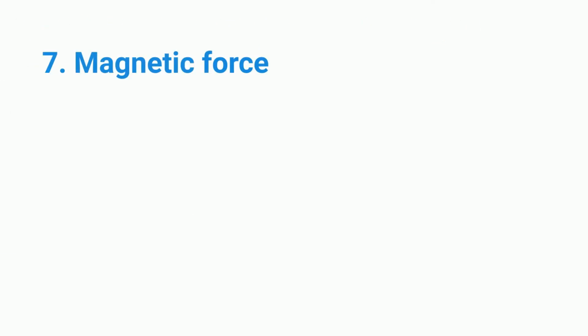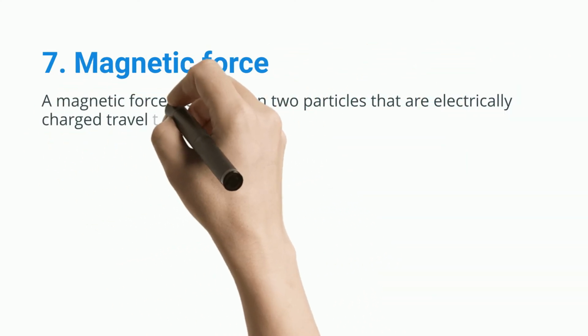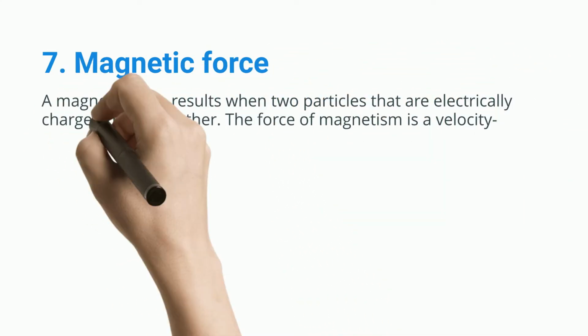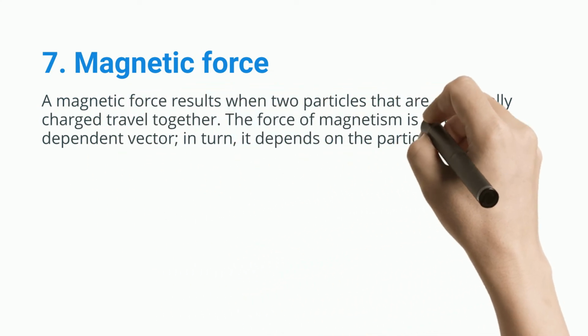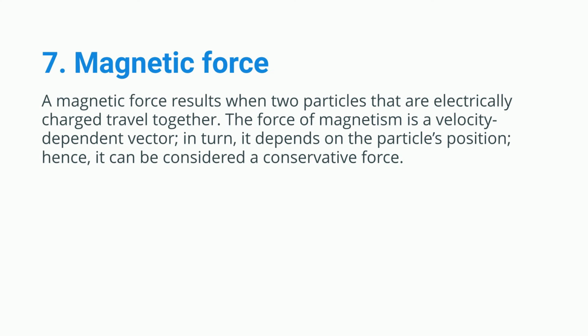7. Magnetic force. A magnetic force results when two particles that are electrically charged travel together. The force of magnetism is a velocity-dependent vector. In turn, it depends on the particle's position, hence it can be considered a conservative force.